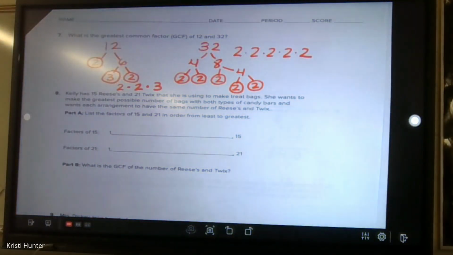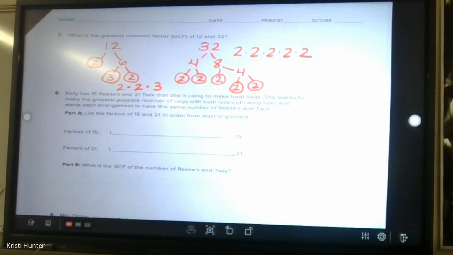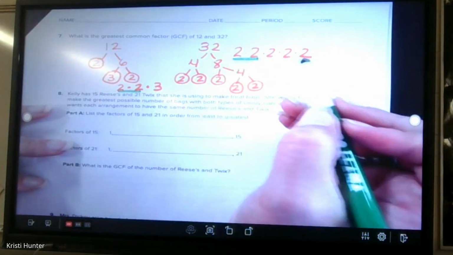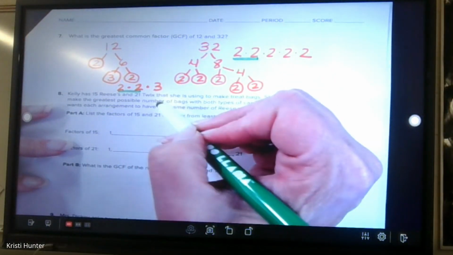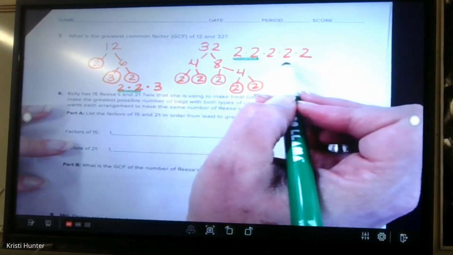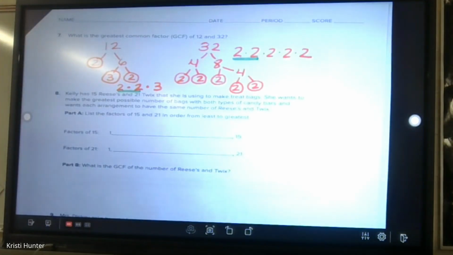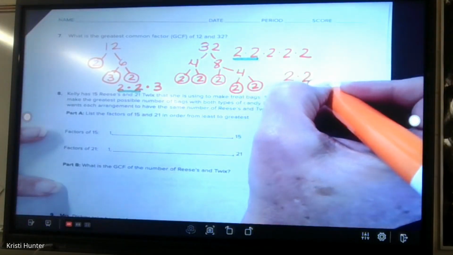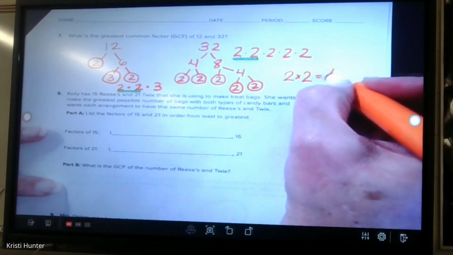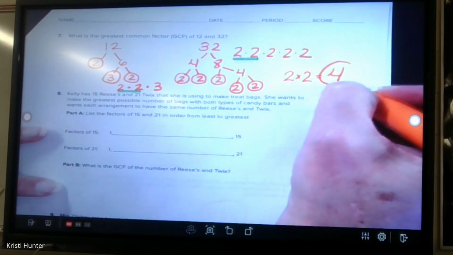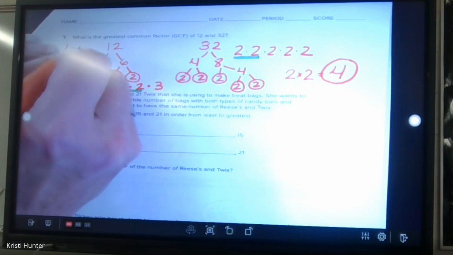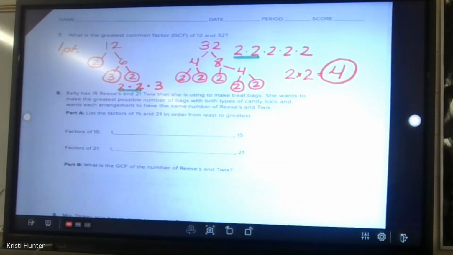Now I'm going to look and see what do they share. Remember, we only want to look at what they're sharing. So I see this one has 2 2s. This one has 2 2s. Well, this one doesn't have any more 2s, so I can't share these. And this side doesn't have a 3, so I can't share that 3. So the only thing they share are these 2 2s. So we say 2 times 2 is 4. The greatest common factor is 4. So this is a 1-point problem that you can find your greatest common factor.